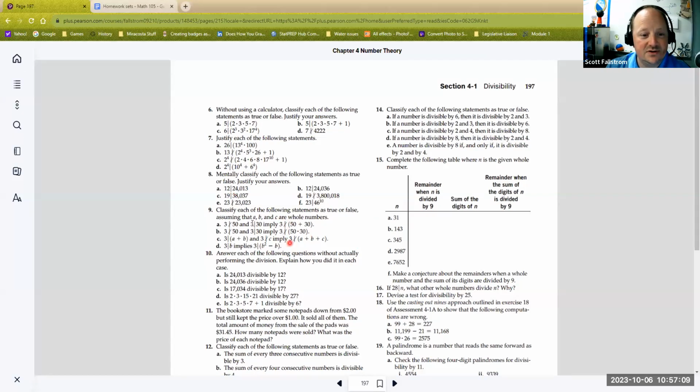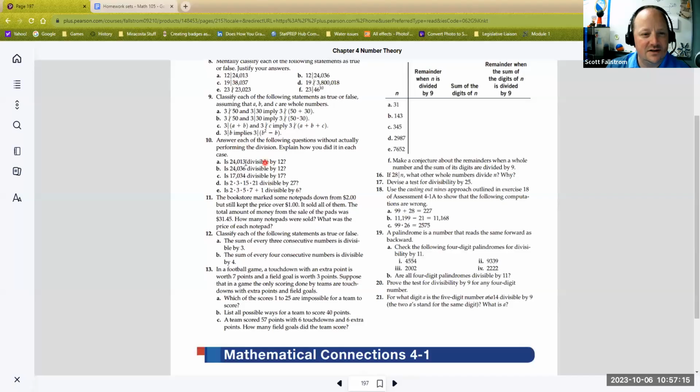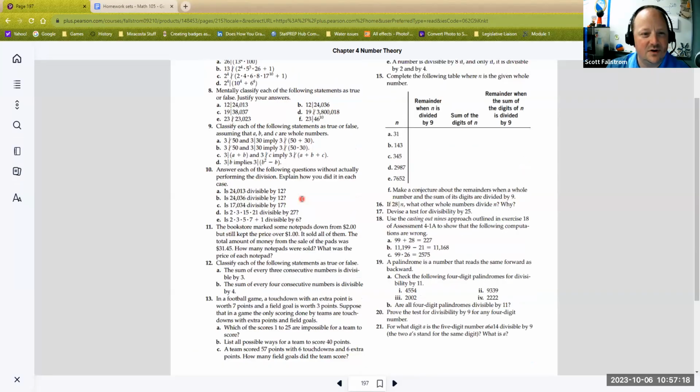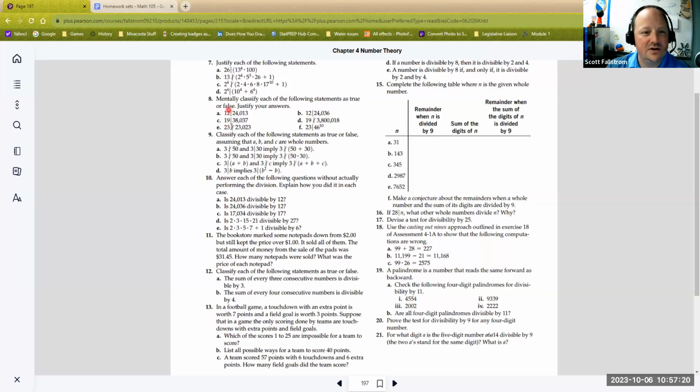Classify these as true or false, assuming A, B, and C are whole numbers. So when you get down to parts C and D, these are whole numbers. And let's see here. Is this divisible by 12? Is this divisible by 12? Those look very similar to these up here. Answer the questions without performing the division. Explain how you did it.